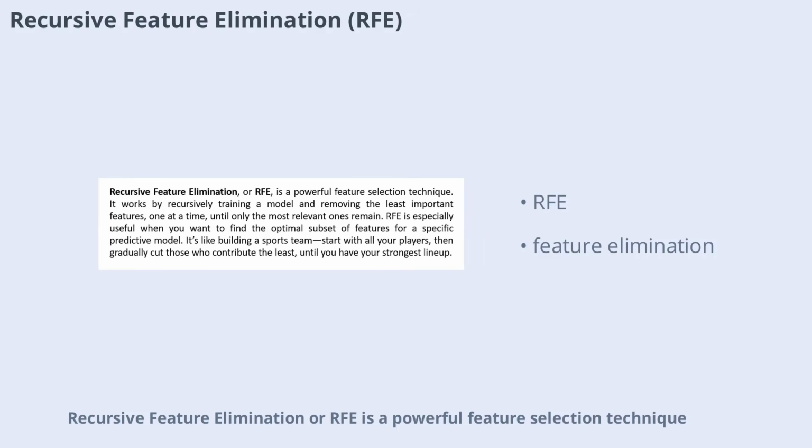Recursive Feature Elimination, or RFE, is a powerful feature selection technique. It works by recursively training a model and removing the least important features, one at a time, until only the most relevant ones remain. RFE is especially useful when you want to find the optimal subset of features for a specific predictive model. It's like building a sports team. Start with all your players, then gradually cut those who contribute the least, until you have your strongest lineup.